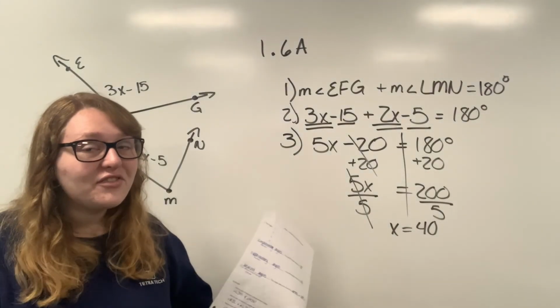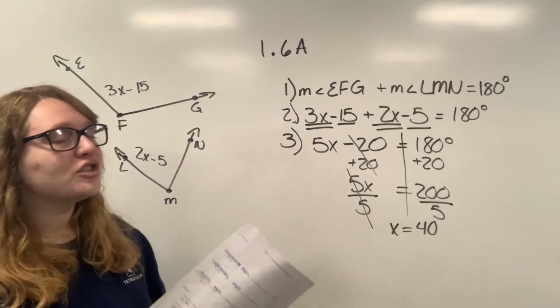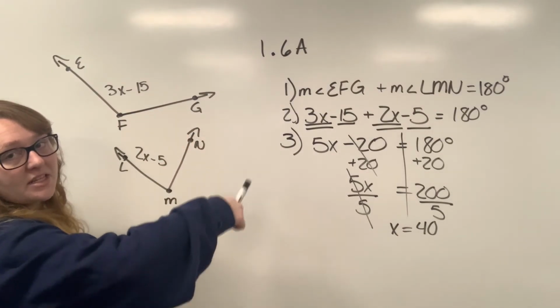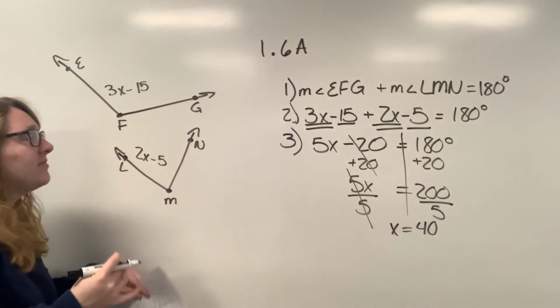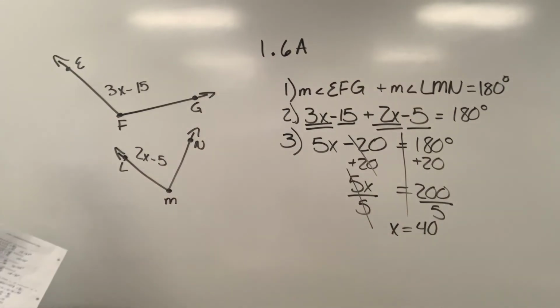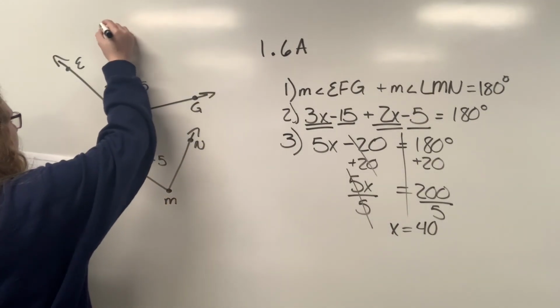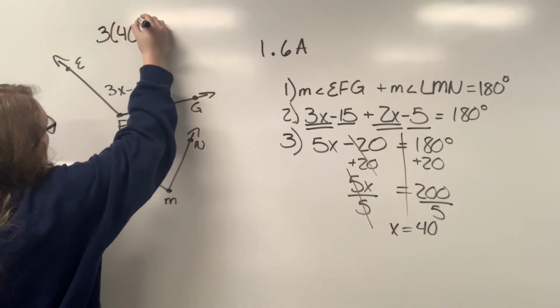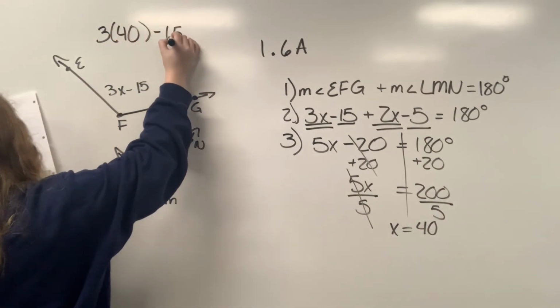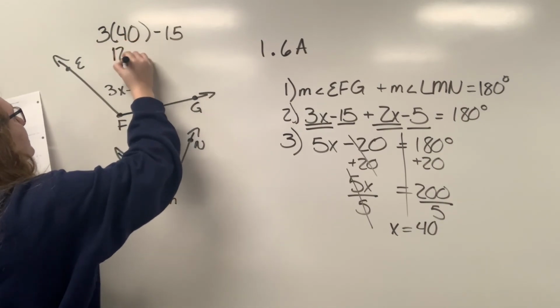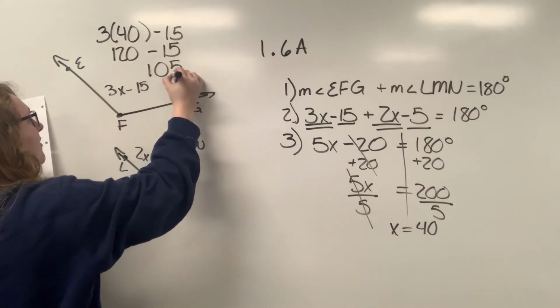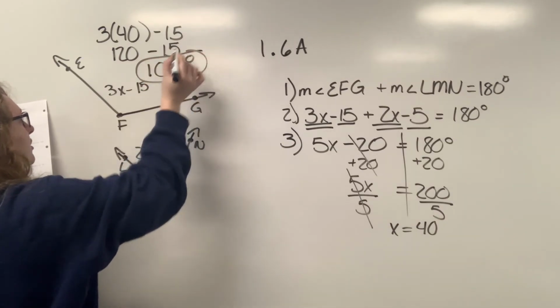So just for the fun of it, let's figure out what these angles are. So we're gonna have to plug in what we know, our new x, into these two yucky algebraic pieces to figure out what the measure of the angles are. So on this one, we have 3 times our x, which we just found out was 40, minus 15. 3 times 40 gives us 120 minus 15. That leaves us with 105 degrees, and I'm going to give that a circle.